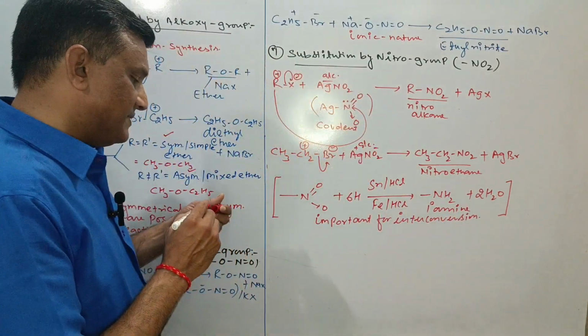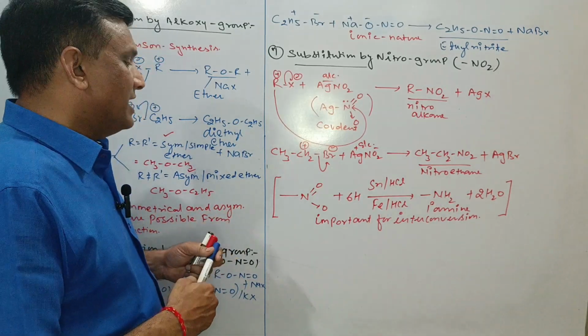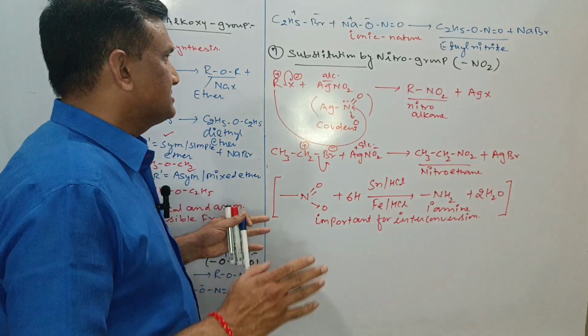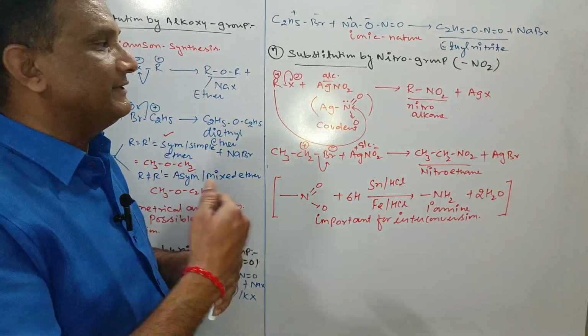Interconversion. So this was about the substitution by nitro group. Now I'll go with the further. This was about the fifth, sixth, and seventh reactions, and we'll go with the further also.